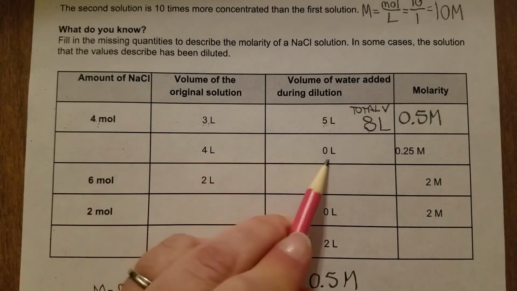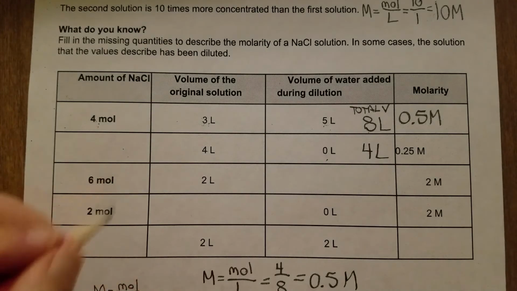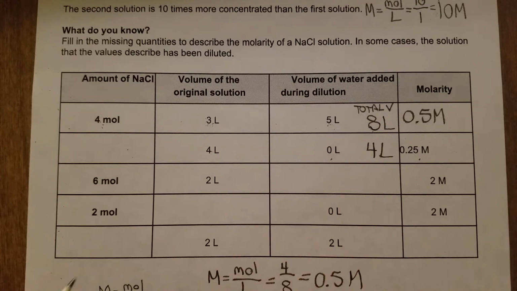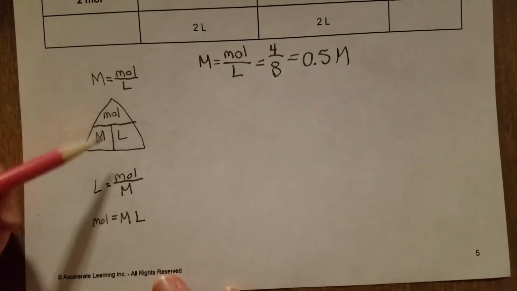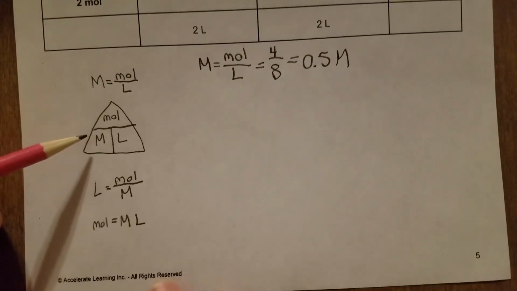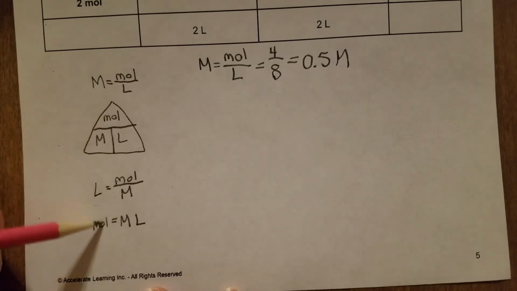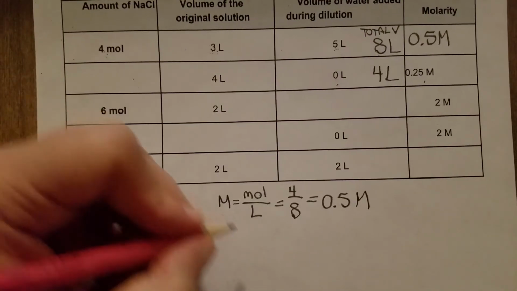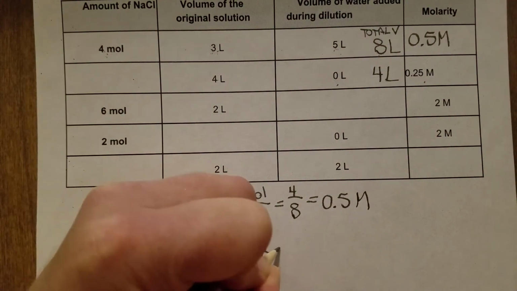Okay, 4 plus 0 gives us a total of 4 liters. So our total liters is 4. Our molarity is 0.25. So we basically want to take this same equation, but this time we want to solve for number of moles. If we rearrange this equation, and this works nicely into the triangle formula, so it's easy to manipulate the equation, moles equals molarity times liters.